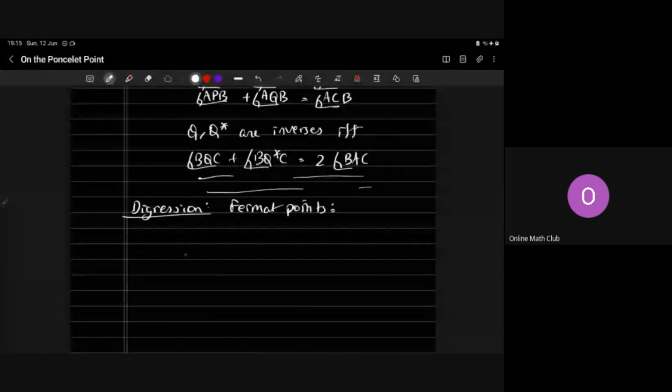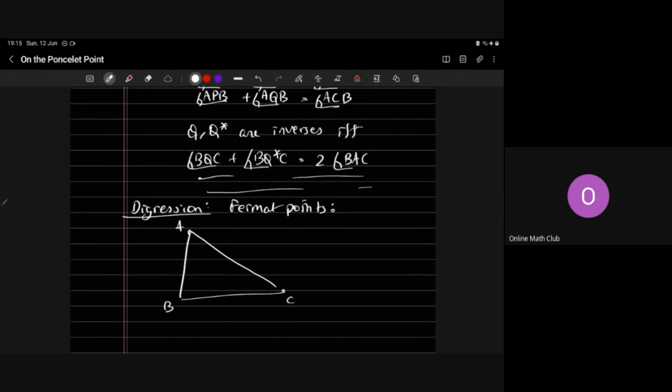Again, let ABC be a triangle. I'm assuming ABC is acute. A point F satisfying 120, 120, 120 here is called the first Fermat point. The second Fermat point is a point which satisfies a 60, 60, 120 condition.